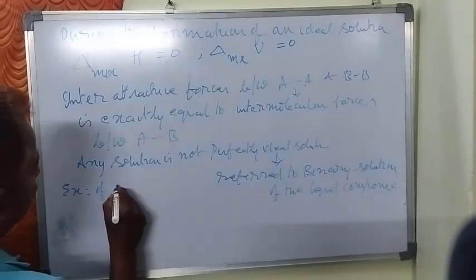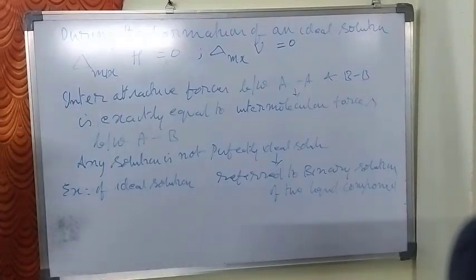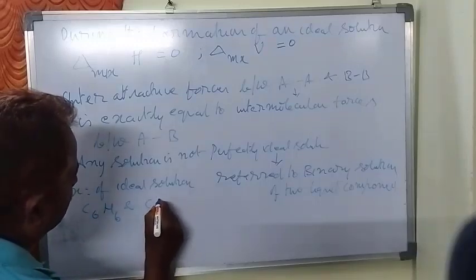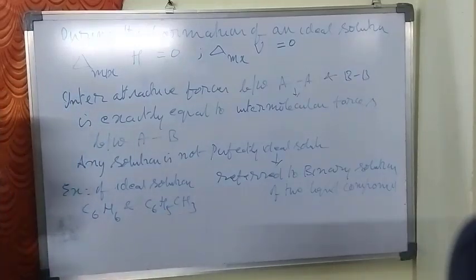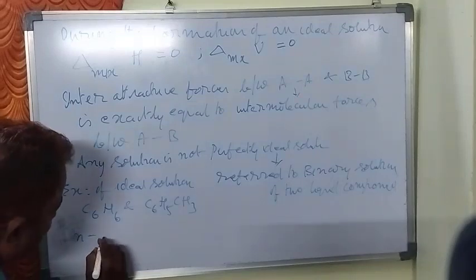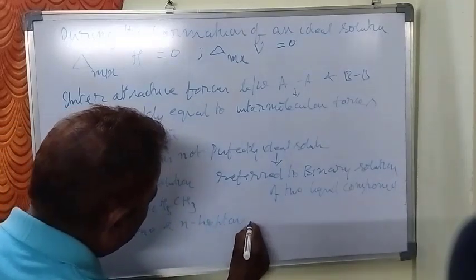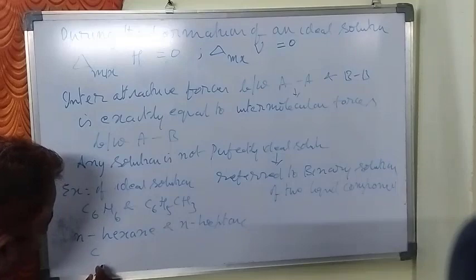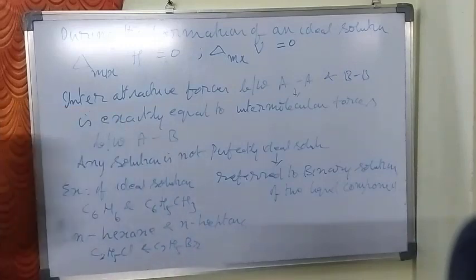Therefore, examples of ideal solutions. Here, ideal solution means they behave nearly to ideal behavior. For example, benzene and toluene, C6H6 and C6H5CH3, is an example of an ideal solution. Similarly, n-hexane and n-heptane also behave like an ideal solution. Similarly, C2H5Cl and C2H5Br, chloroethane and bromoethane, behave like ideal solutions.